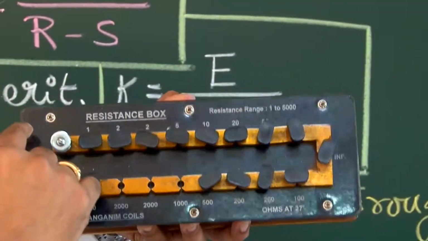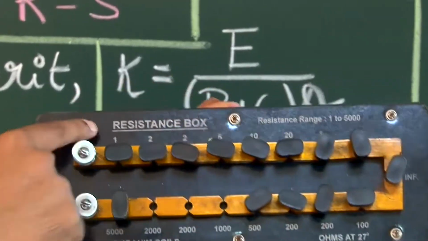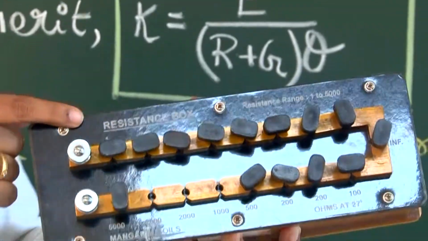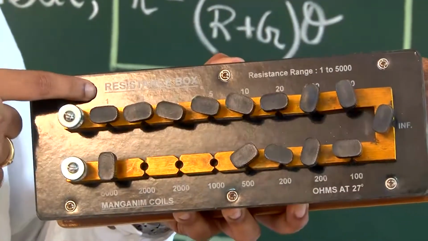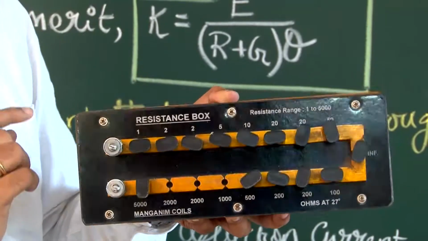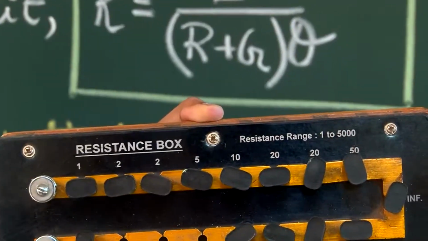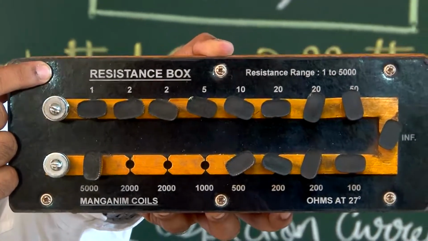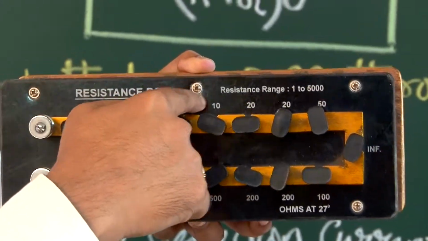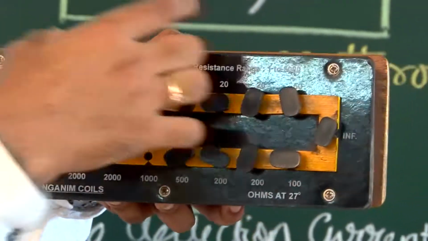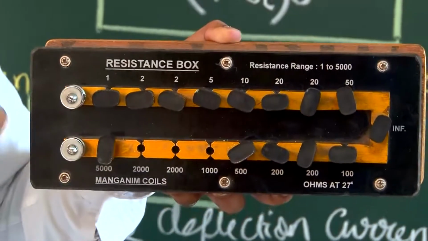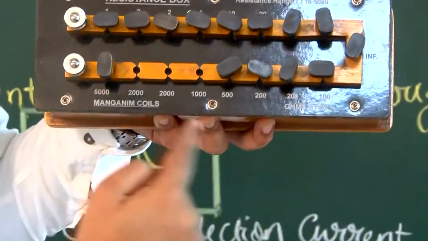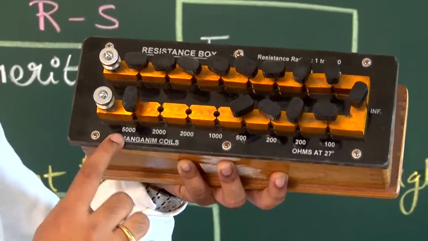In this particular resistance box, starting from one ohm, we can achieve up to 5000 ohm, and one particular ratio has been maintained here. See this ratio of the resistance, 1, 2, 2, 5. This is a universal ratio which is used to achieve any number between 1 to 9. Similarly, after that you can see 10, 20, 20, 50. By this ratio, again we can achieve any resistance from 10 ohm to 90 ohm. In this way, the ratio has been maintained in this resistance box, so that we can achieve up to 5000 ohm.